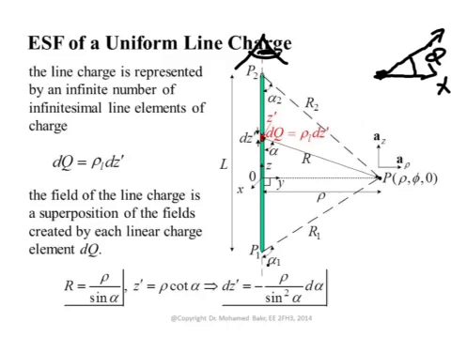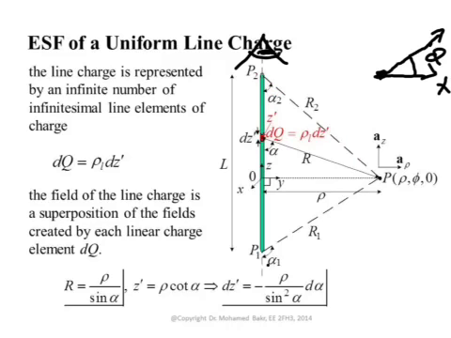Alpha varies between two values, alpha 1 at the bottom of the wire. So you can see when you connect this element here to the observation point, the angle that you make with the direction of the wire is called alpha 1. Alpha 2 is this one here, and you can see again the angle between the direction of the wire and the vector connecting the differential element to my observation point.